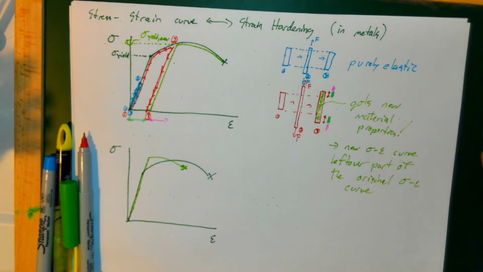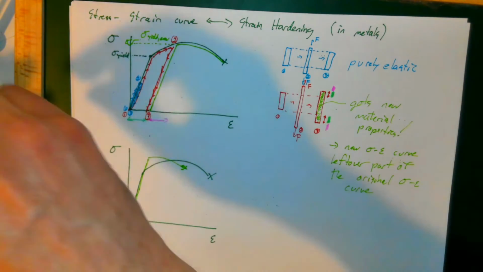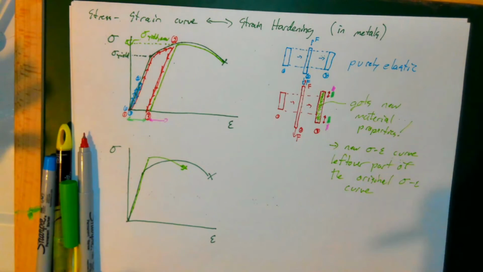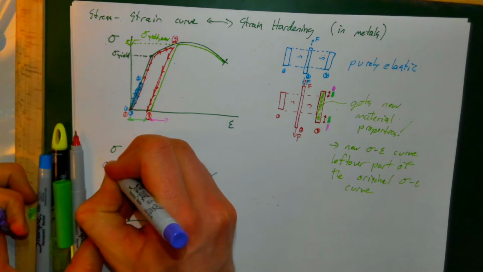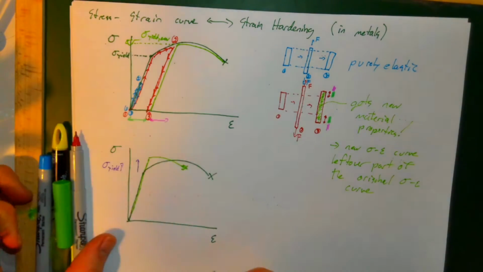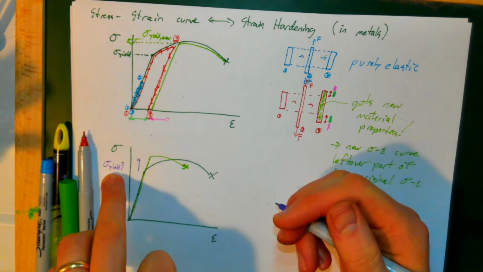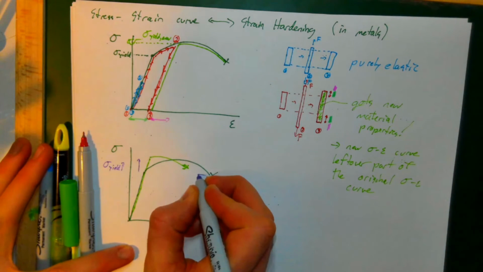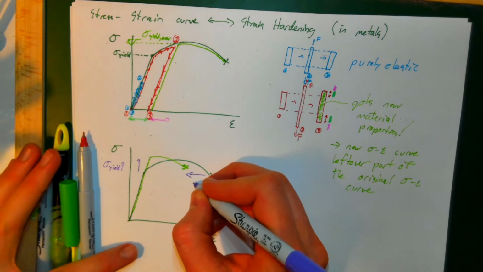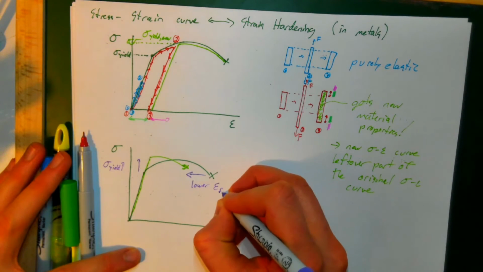So what are some of the key changes? Well, we basically have a higher sigma yield, right? Sigma yield goes up. That's a key change that happens. But what are some other factors that change? We basically have a lowering of strain to fracture.